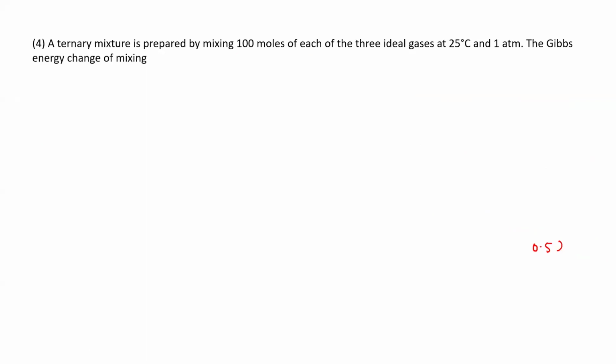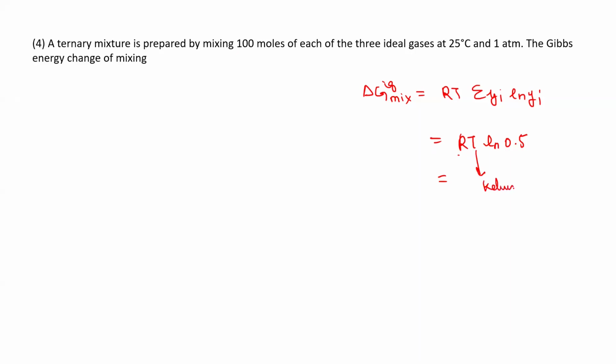A binary mixture is prepared by mixing 100 moles of each. The Gibbs energy change of this will be delta G mix IG equals RT sigma y_i ln y_i. So it will be RT, with y_i as 0.5, right? As we saw in the last question. So this will be ln 0.5. And notice, T should be in Kelvin, and R is 8.31.